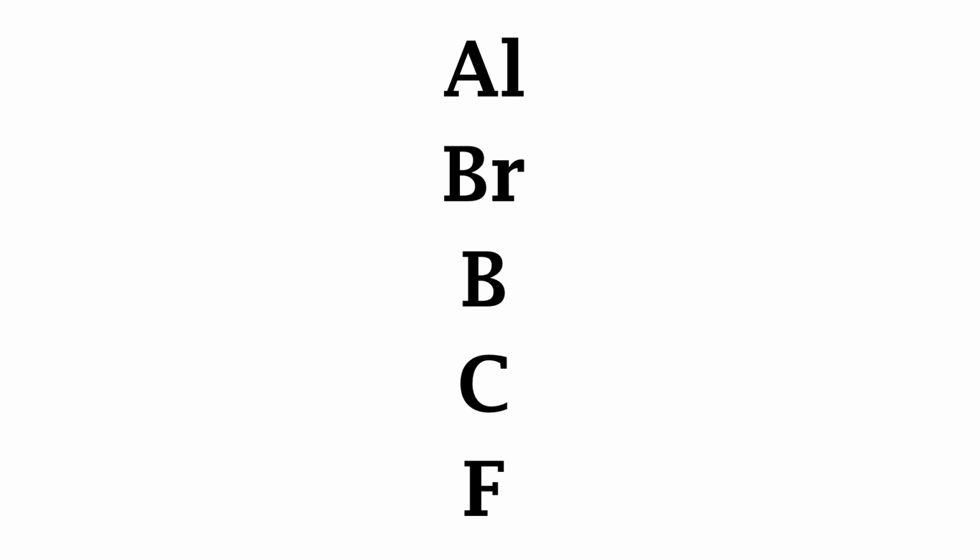So aluminum has 3 dots. Bromine has a total of 7. Boron has 3. And you know that just by looking on the periodic table for them to get a full valence shell. Carbon has 4, and fluorine has 7.